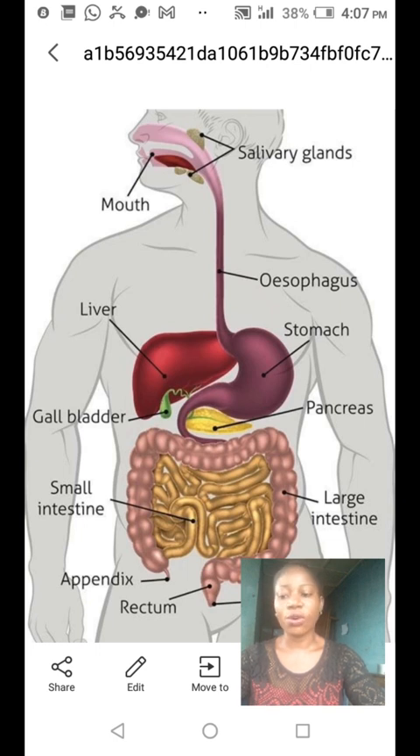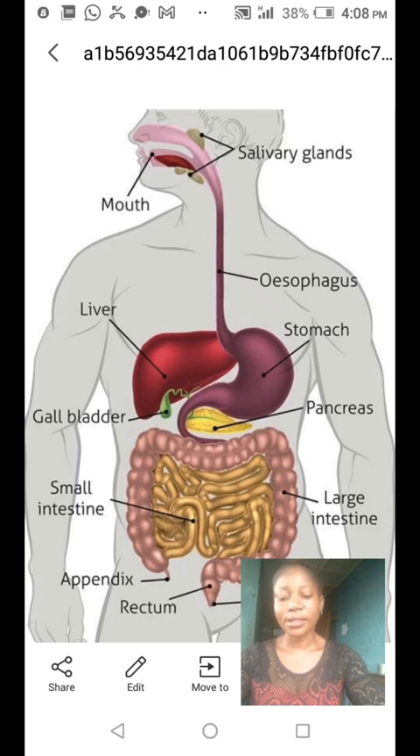Another function of the small intestine is it aids in absorption of food. Yes, because it contains a structure known as the villus. Yes, the villus helps to absorb the digested food into the bloodstream. Now, organ number 9 is the large intestine, otherwise known as colon. The function of the colon is that it absorbs water and converts undigested food into feces.